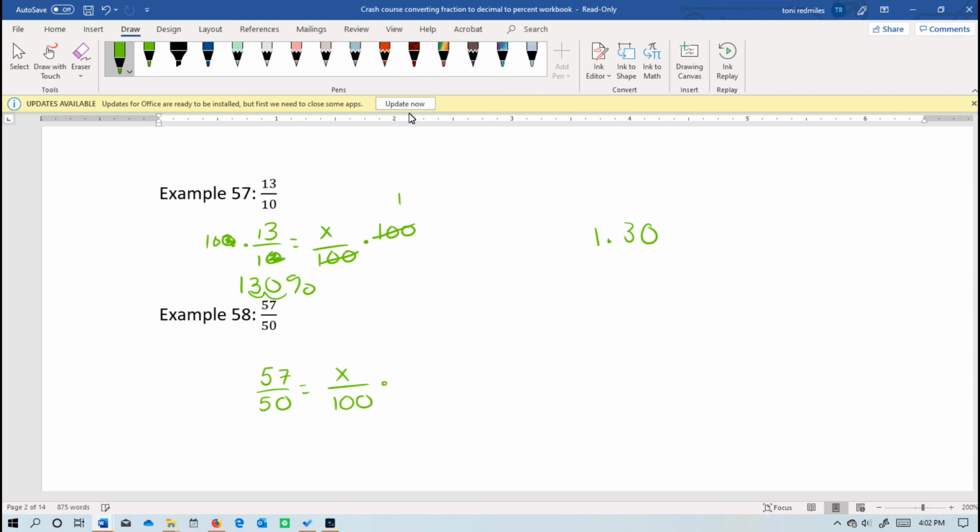All right, to get rid of the 100, I got to multiply both sides by 100. Cancel, cancel. I'm just going to cancel these zeros. It's going to give me 570 over 5 equals x. Now 5 can go into that number. It can go in 114 times, which is my percent. Move that decimal forward, you have 1.14 as your decimal.